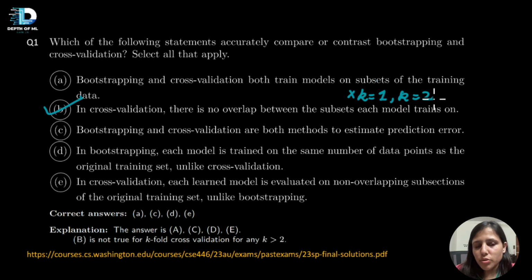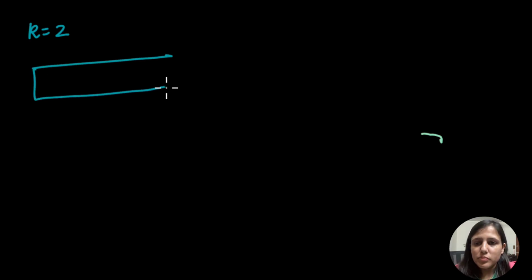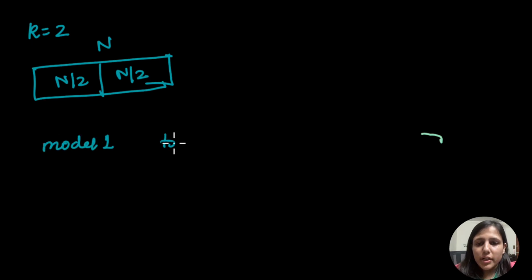And when you have k equals 2, you will split the data into two sets and just train two models. So if you have k equals 2, you have n points, right? So you will divide the data set n by 2, and you will train the first model with training data. Let's call this fold 1 and this is fold 2, right?